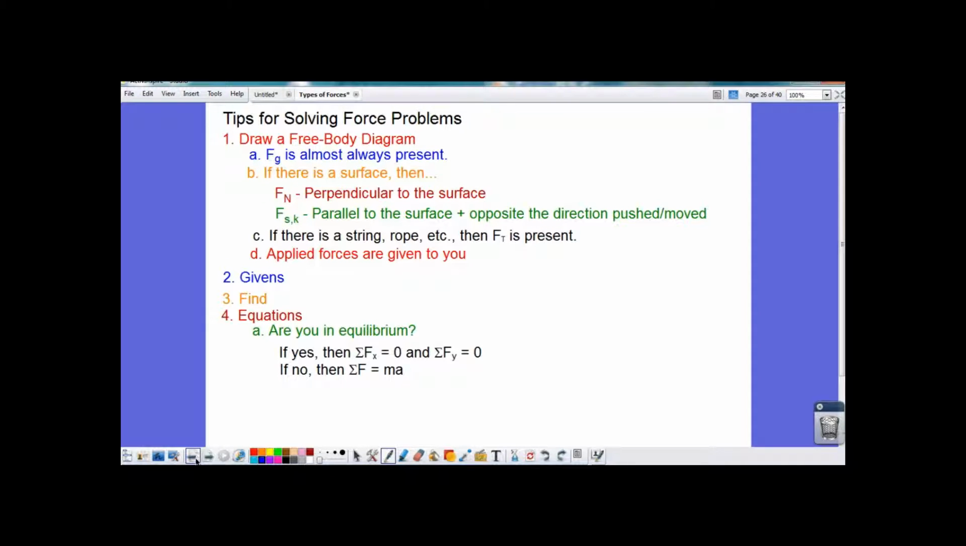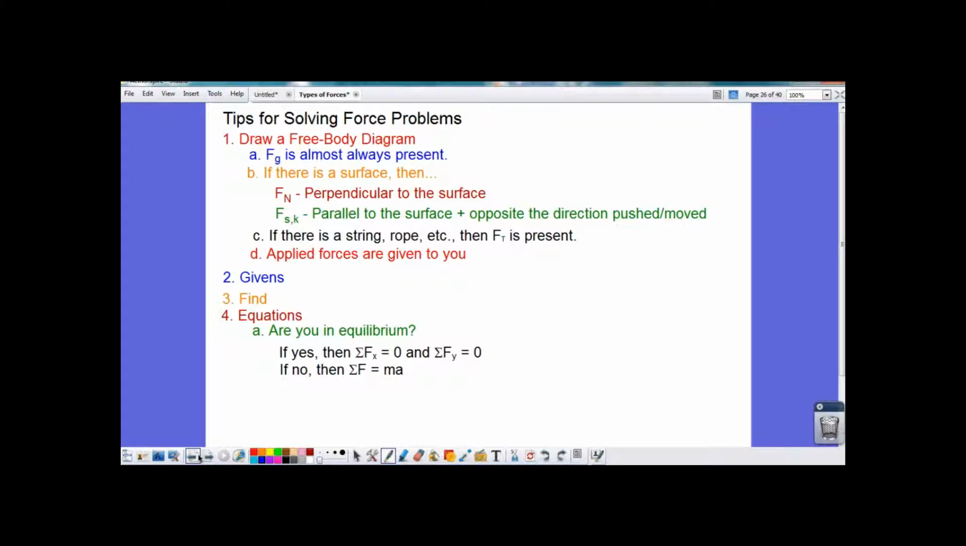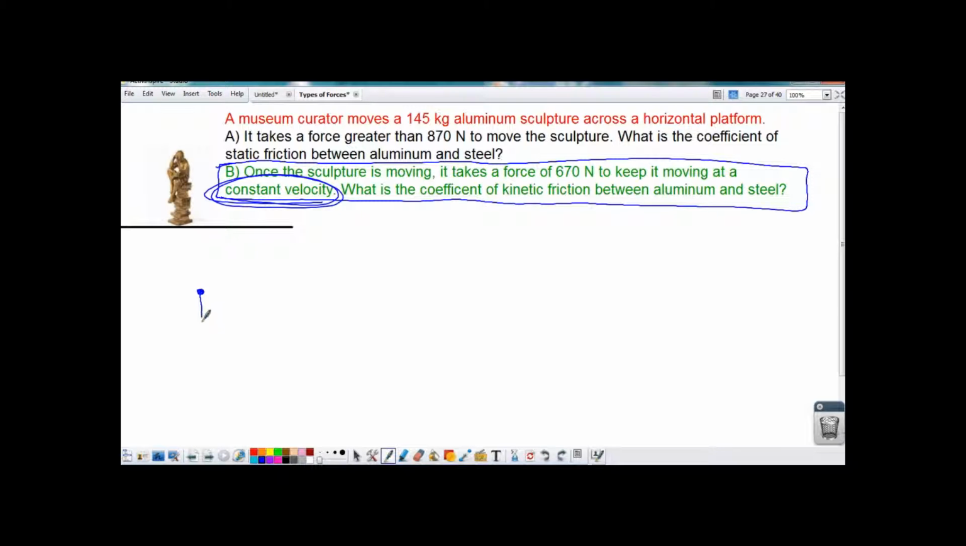Step 1, draw a free body diagram. F of G is almost always present. If there's a surface, then we've got a normal force. So I'm going to do those pretty quick. Gravitational force, because we are near Earth's surface, and the normal force, because it says the surface is horizontal, therefore the normal force is going to be perpendicular to horizontal, or vertical in this case.